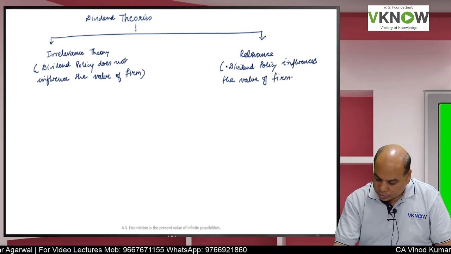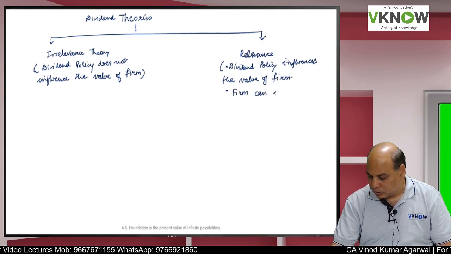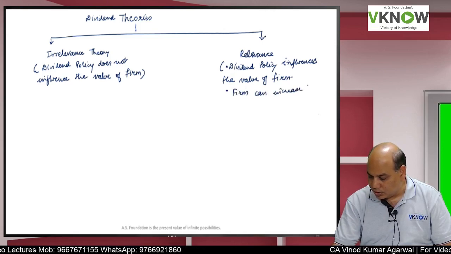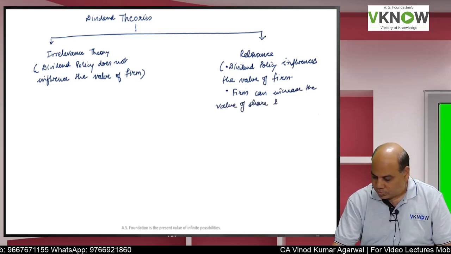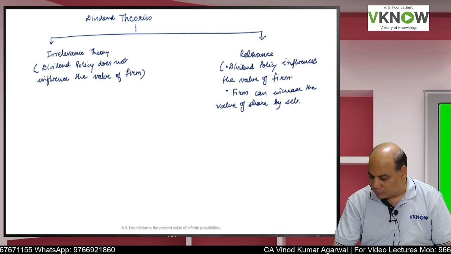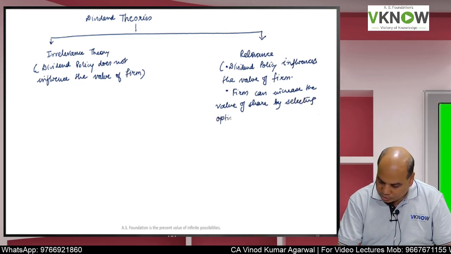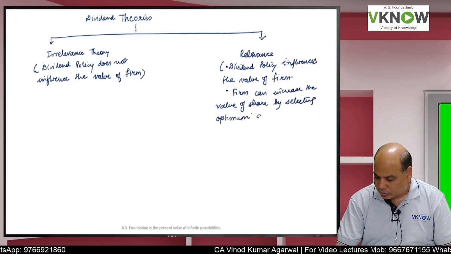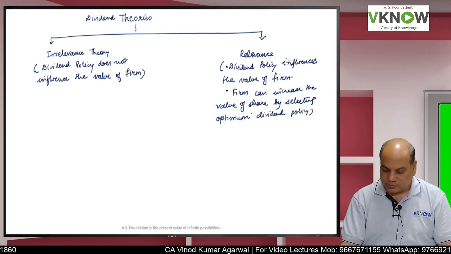And second point you can note down here: firm can increase the value of share by selecting optimum dividend policy. So that is called relevance theory.